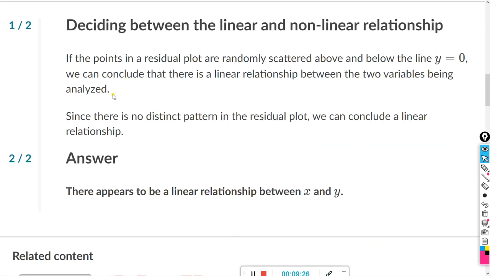And they basically said the same thing. Since there is no distinct pattern, we can conclude a linear relationship.